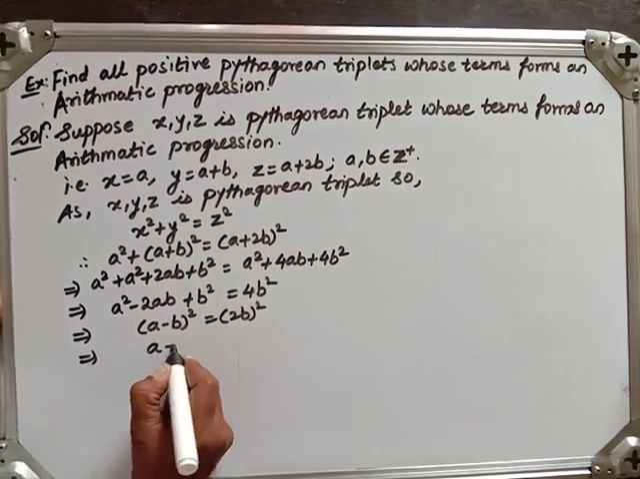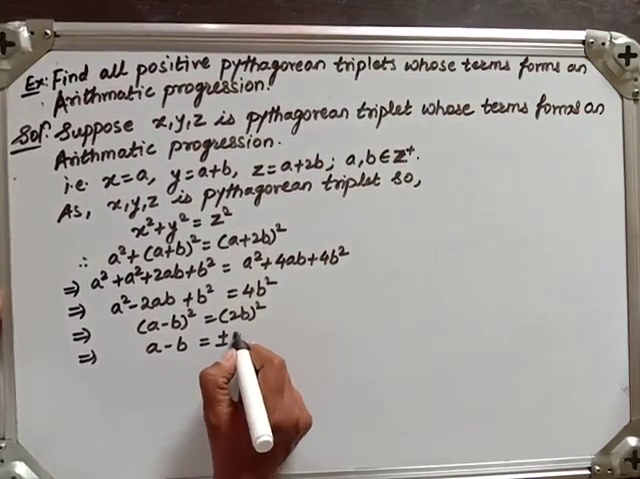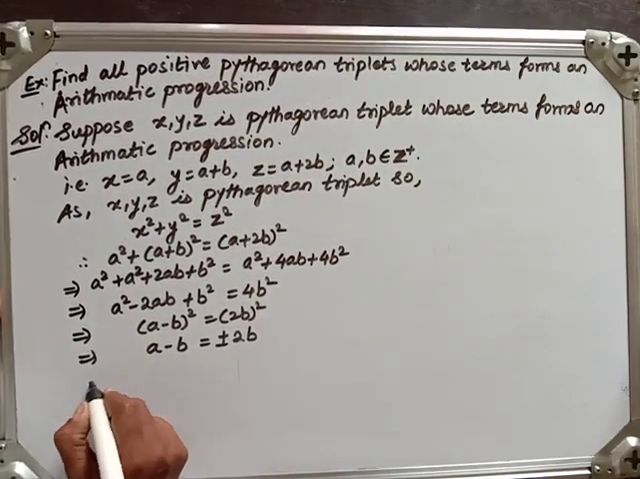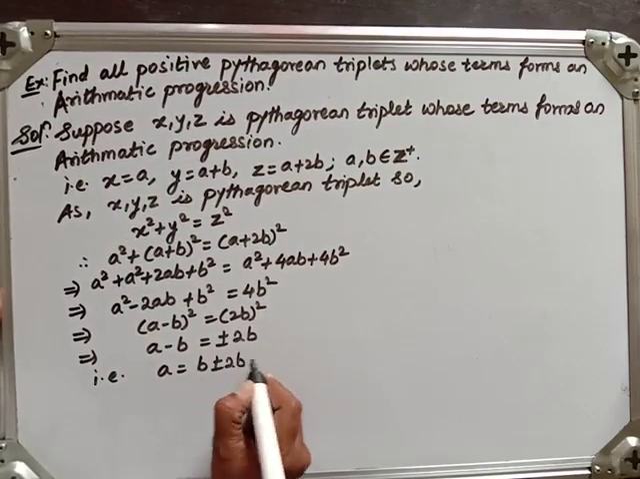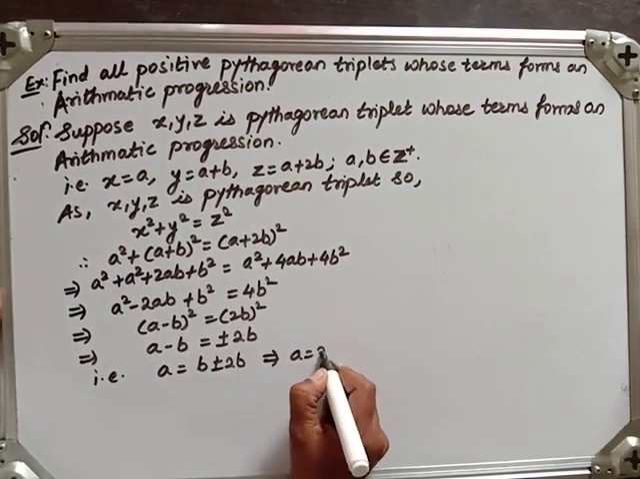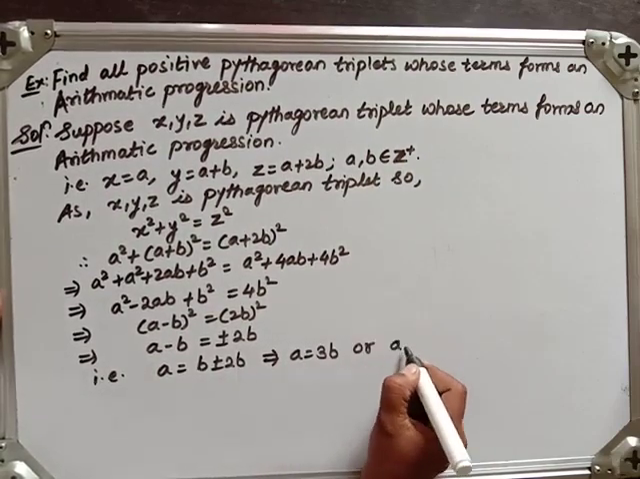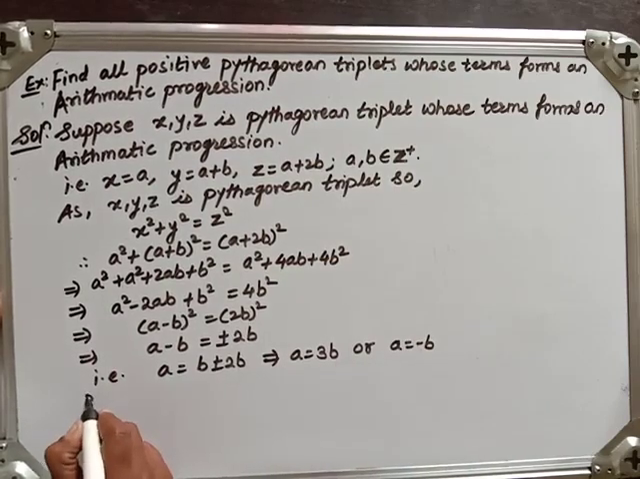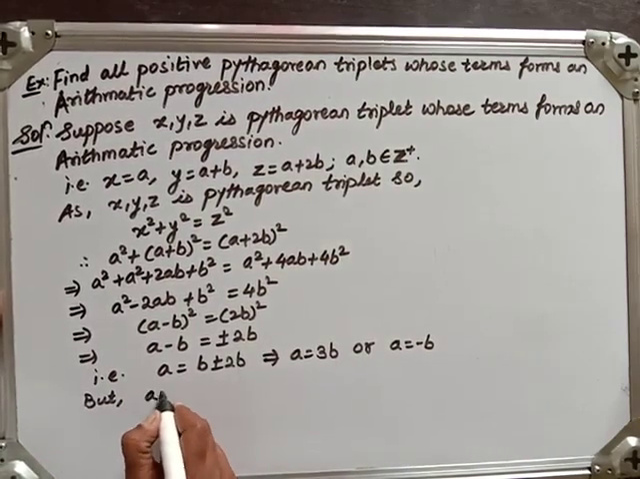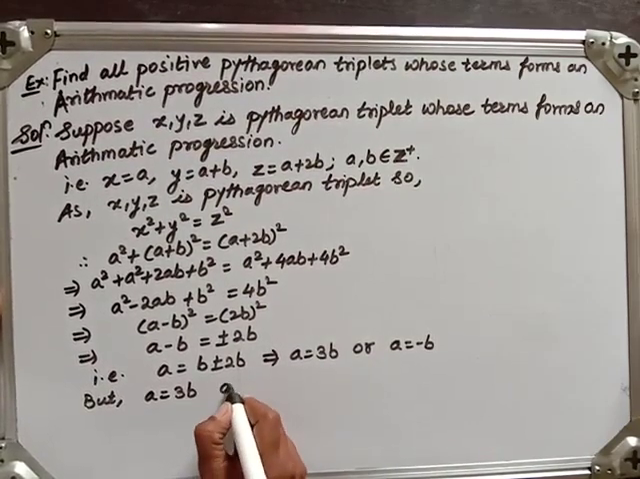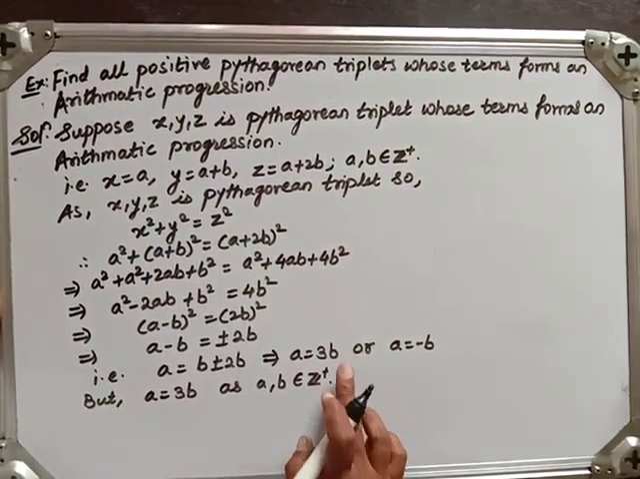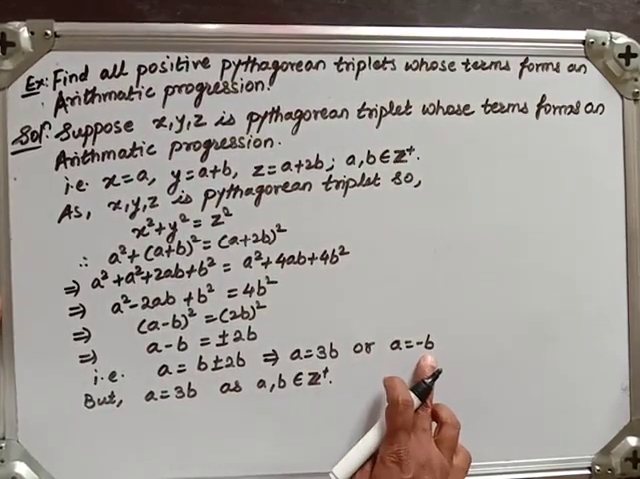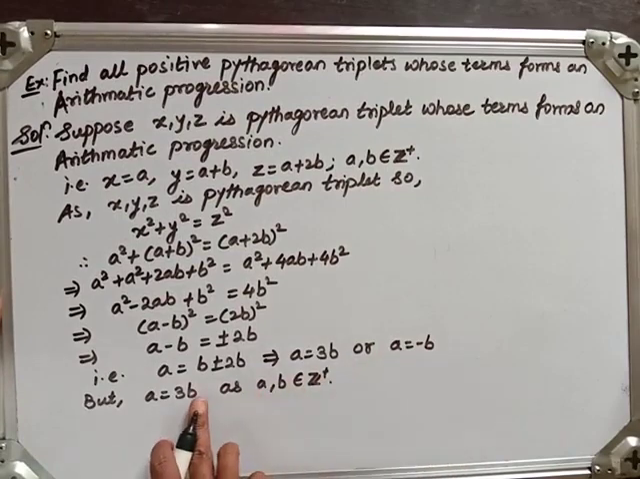That is, (a minus b) whole square is equal to (2b) whole square. That is, a minus b is equal to plus minus 2b. That is, a is equal to b plus minus 2b. That gives a is equal to either 3b or a is equal to minus b. But a will be 3b because a, b are positive integers. If they are positive, this will become negative. So, it should be positive.